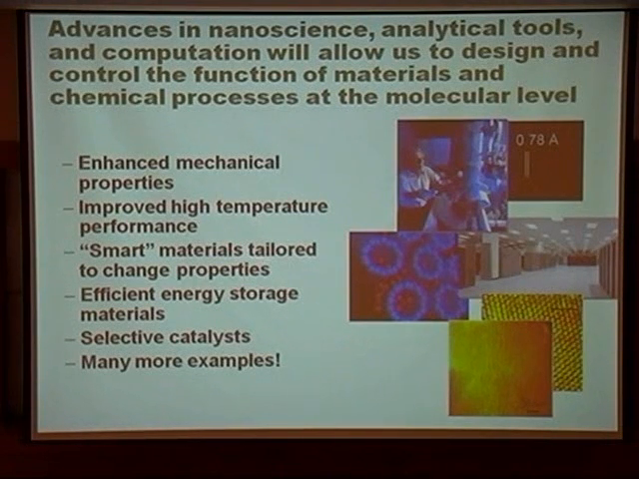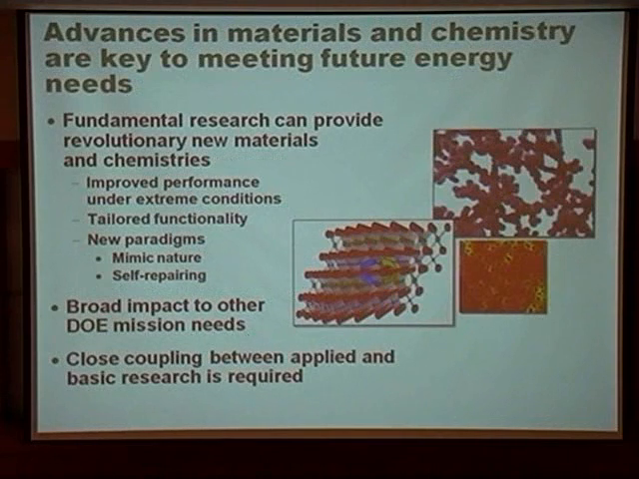Smart materials tailored to change properties. You could think of solar cells that you could use on your roof that would change depending on if it was cloudy or whatever as far as their properties are concerned. Efficient storage materials, selective catalysts, and many more examples that have been brought to bear with the types of advances we've been getting in the 3 legs, as I would say, which are nanoscience, analytical tools, and computation. So the real thing is that we have to look at advances in materials and chemistry, and they're key to meeting the energy needs.